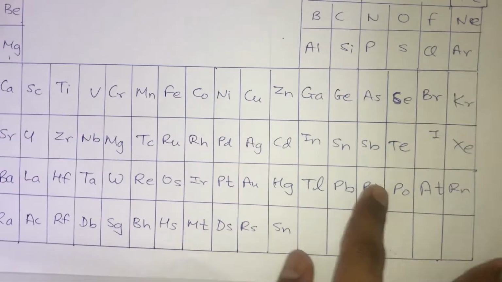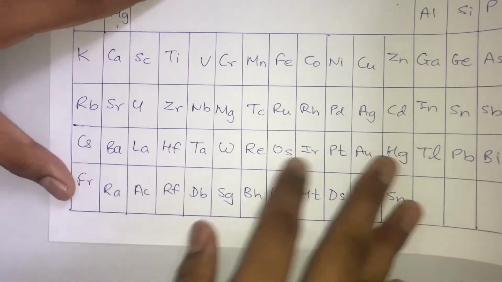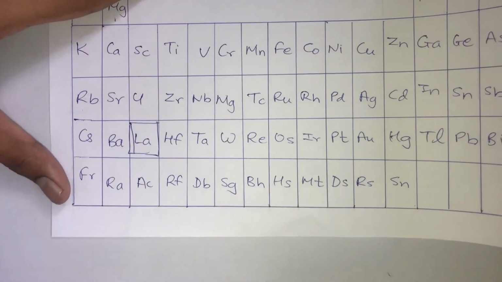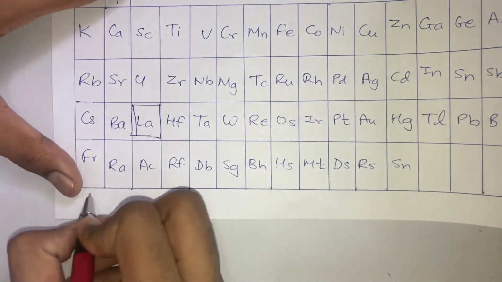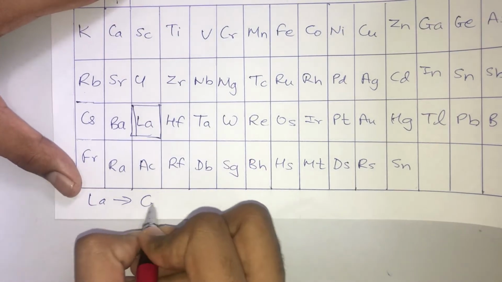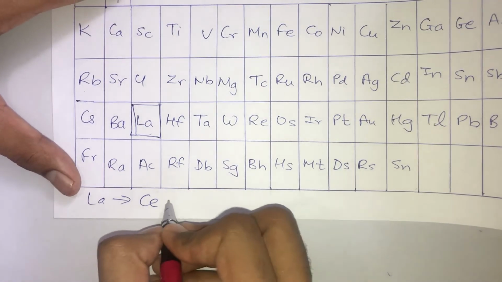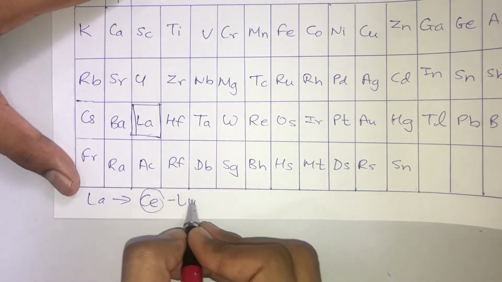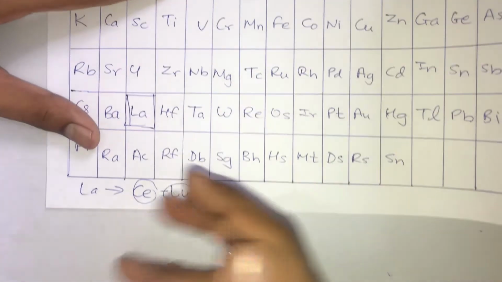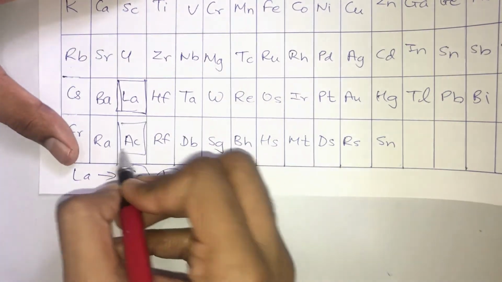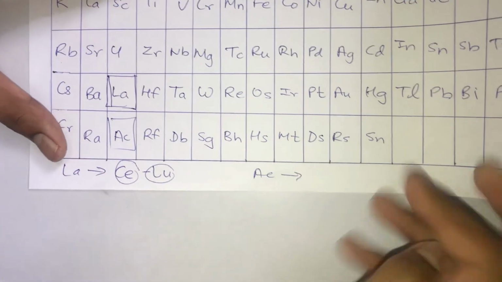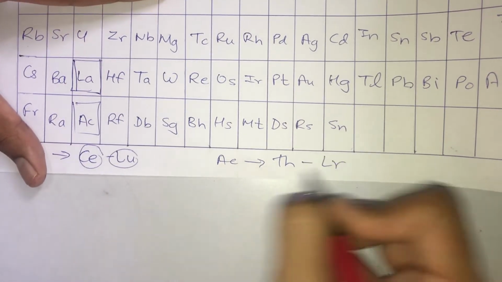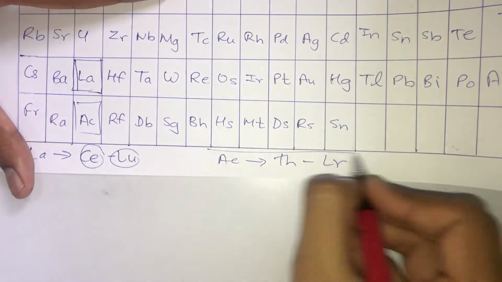And as we all know that at the position of lanthanum we are having 14 more, so you don't need to worry about those all 14. You just need to remember that the lanthanide series starts with cerium and it ends with lutetium. So you just need to remember the starting and the ending one. Okay, and for this actinide series, the actinide series starts with Th, that is nothing but thorium, and it ends with lawrencium. So this is quite easy for you all to remember.